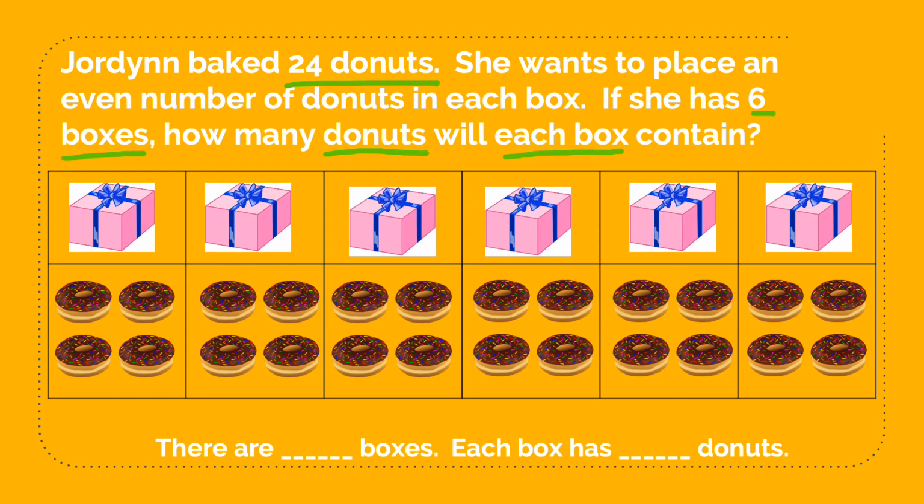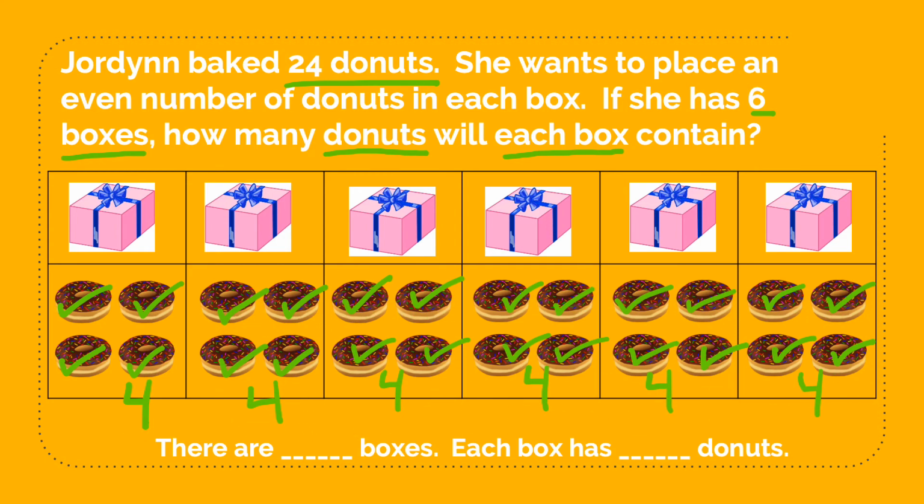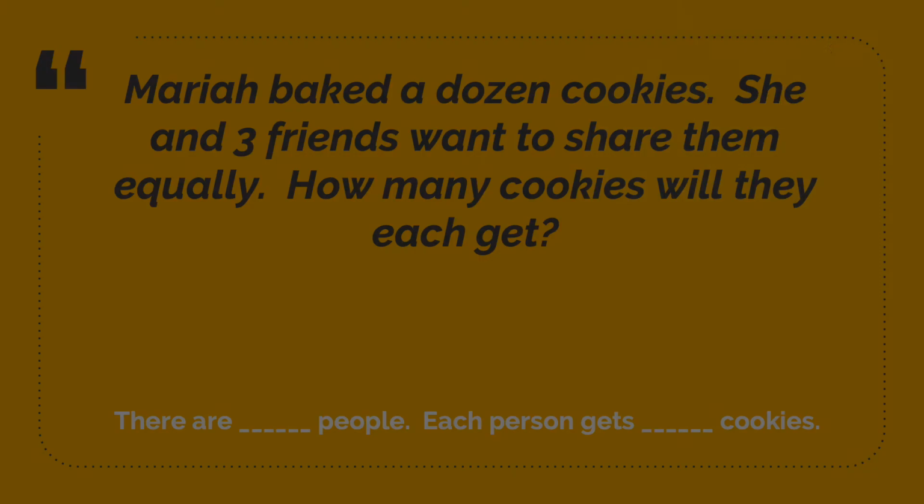I've already placed all of the 24 donuts in the boxes, so the next thing I need to do is to count how many donuts I placed in each box. 1, 2, 3, 4. There are a total of 4 donuts inside each box. So the answer to this question is there are 6 boxes and each box has 4 donuts. We're now going to look at the division sentence for this problem.